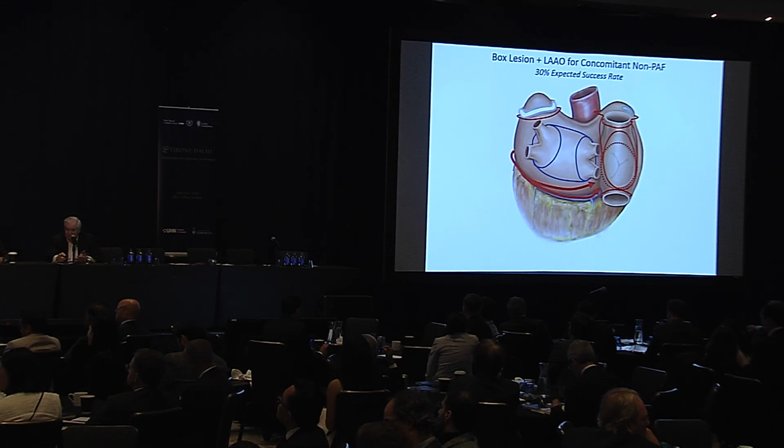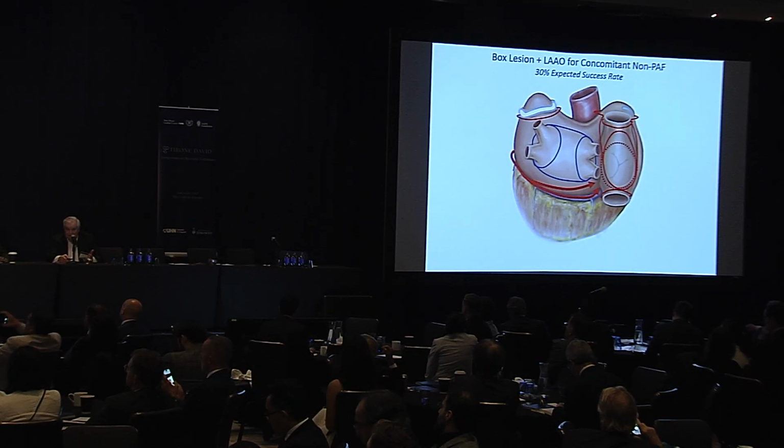And that's the reason. So the question then is, is it worthwhile doing a box lesion and a clip to the left atrial appendage if you're doing a coronary bypass operation in a patient who's been in atrial fib for the last 6 months?